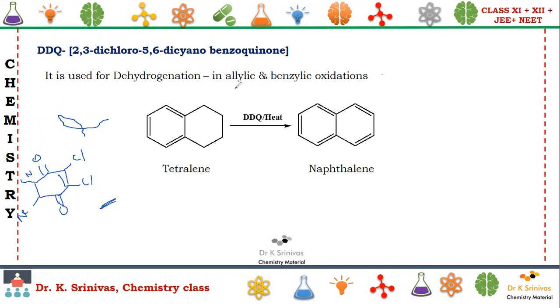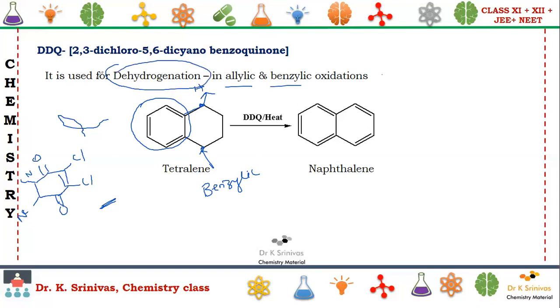This reaction takes place only at allylic and benzylic positions. This is a benzene ring, everyone knows. The side carbons, this and this, are nothing but benzylic. When hydrogen is removed from here, that is why it is called a dehydrogenating agent. Whenever you remove it here, we get a positive charge that is generally balanced by this hydrogen. That's why we get a double bond here.